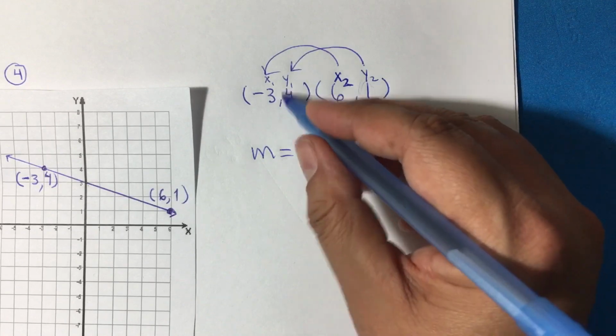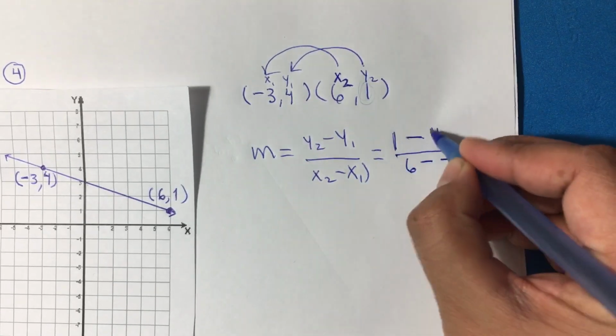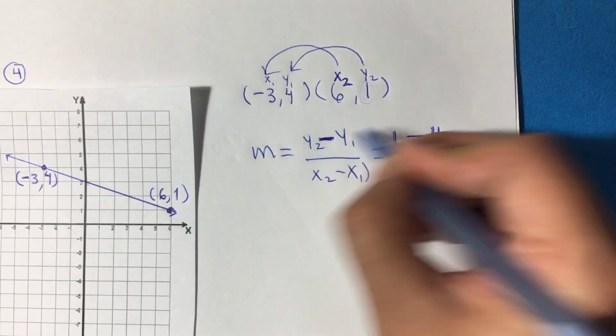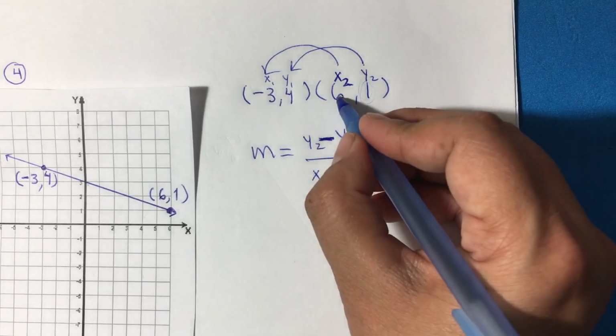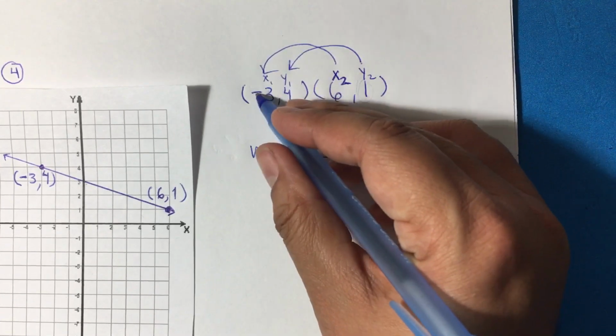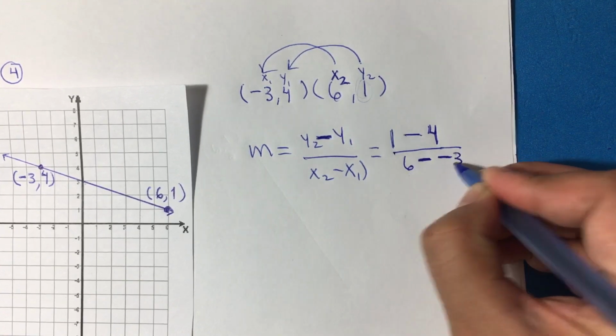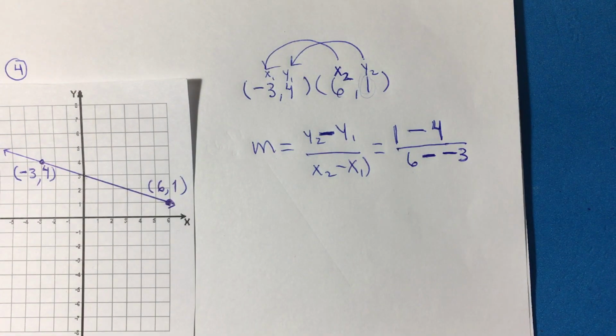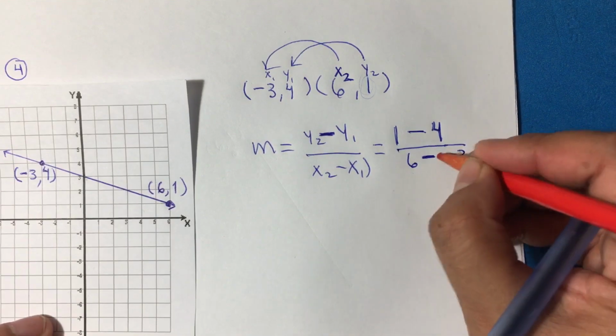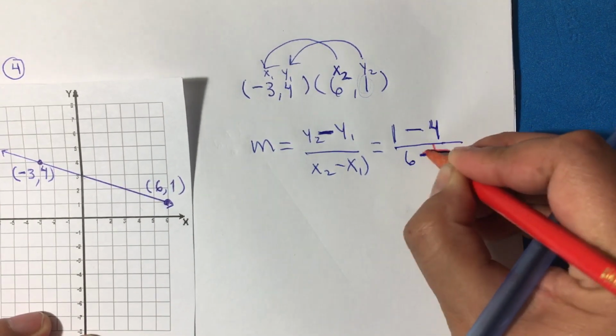Oh, 1 minus 4, so 1 minus 4. Remember that minus has to be there from the formula. 6 minus -3, 6 minus from the formula, and then -3, okay? Negative and negative makes the big plus.